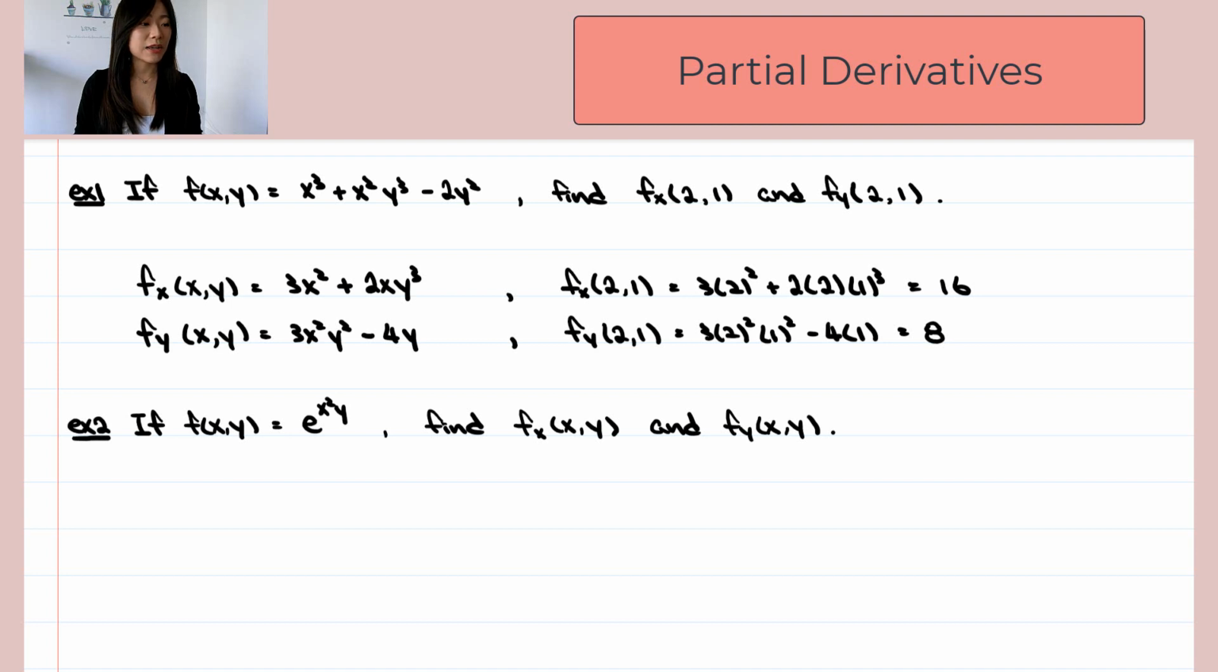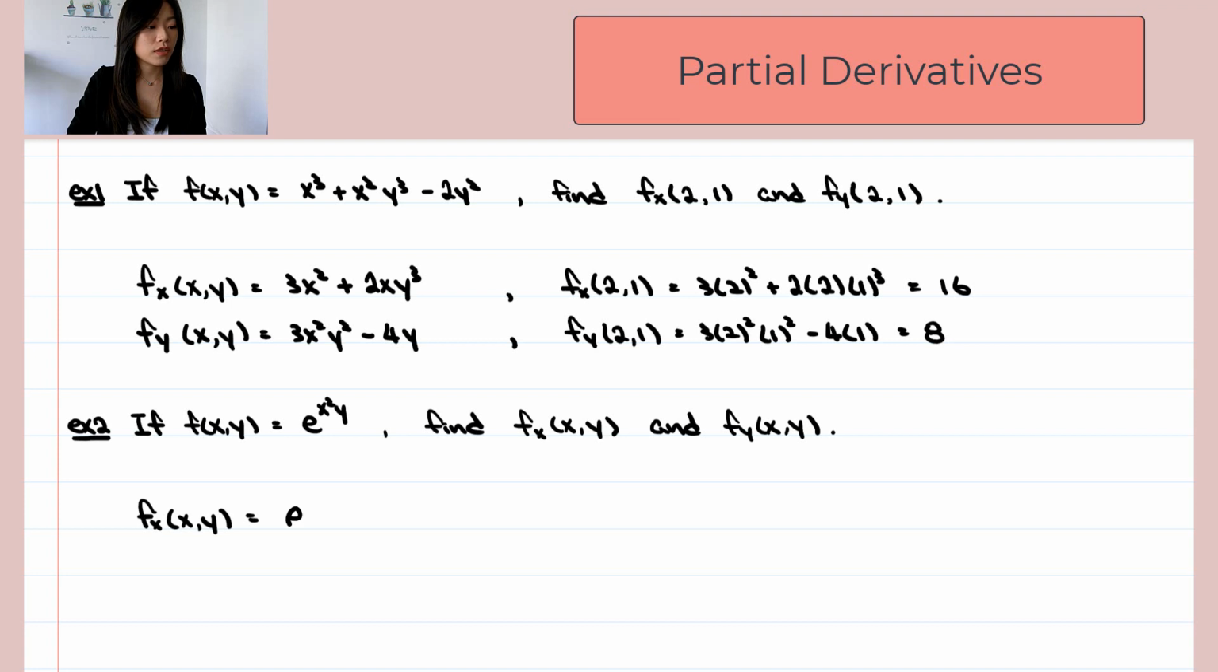How about the second example? If the function is e to the power of x squared times y, find the partial derivative with respect to x and y. Let's start with the first one, with respect to x. So we are going to treat y as a constant. Then the function is e to the power of some constant times x squared. Now we have to use the chain rule since in the power we have some constant times x squared. That is a function of x.